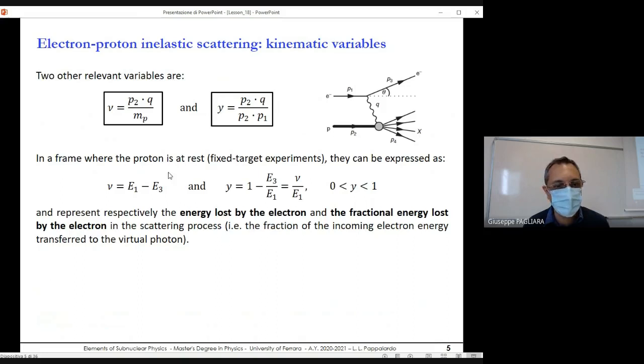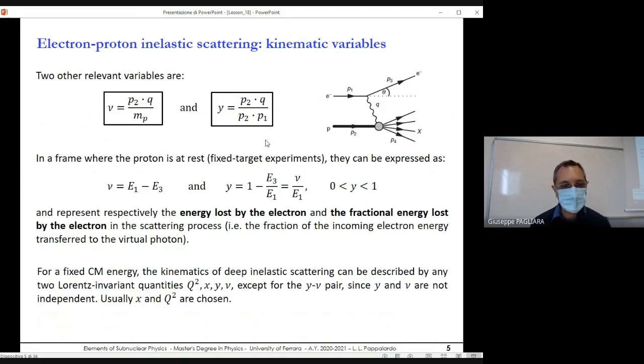So in this particular frame where the proton is at rest, the physical meaning of these two variables is quite clear and straightforward. Of course, these two variables are not independent, as you can see here, so one cannot choose both of them to describe the process. For a fixed center of mass energy, the kinematics of deep inelastic scattering can be described by any pair of these four variables, Q squared, X Bjorken, y, and nu, except for the y-nu pair, which is not an independent pair. Typically, one uses the X and Q squared variables to describe the process. This is the most common choice.